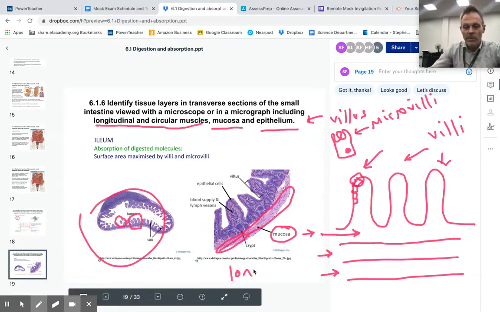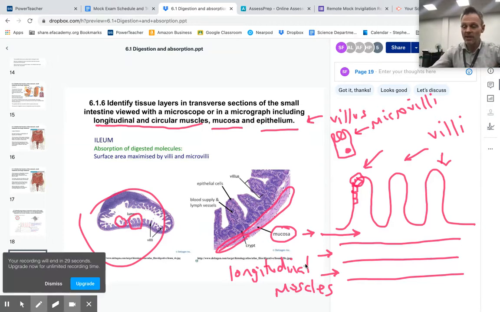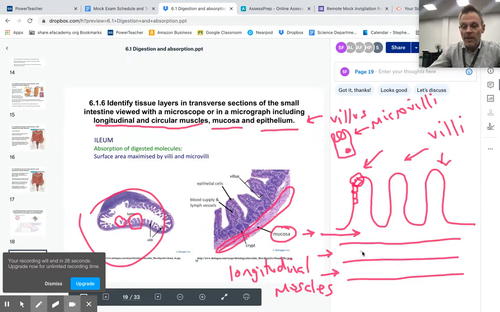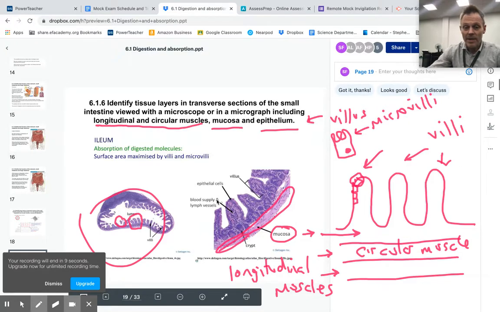Longitudinal, because they run the length of your small intestine. The tube goes this way, and they run all the way down the small intestine. The inner one here is called your circular muscle. When the food pushes down, the inner one closes so the food can't go in the opposite direction. And then just to review, the space on the inside here, all this space here, is called the lumen.